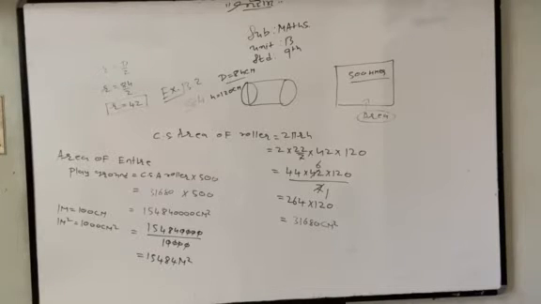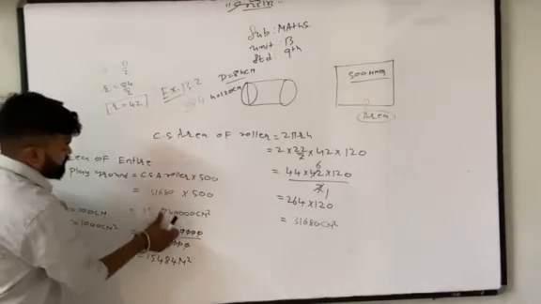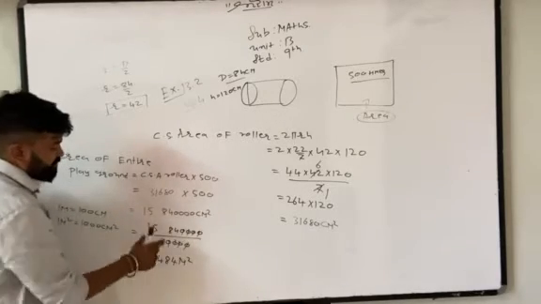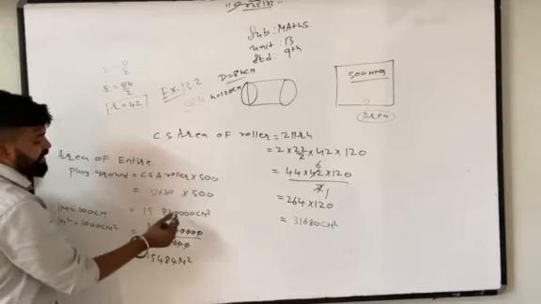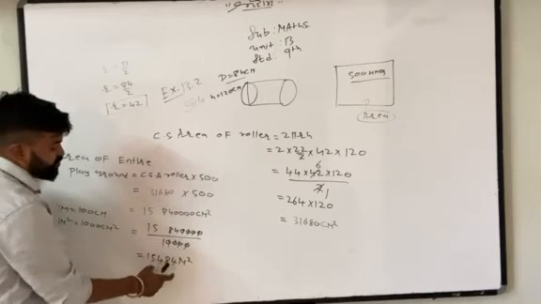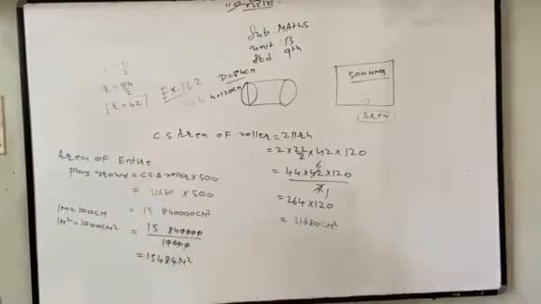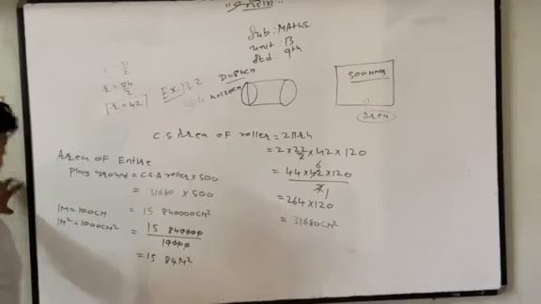Okay, I had put 4 more here. The multiplication of 31680 by 500 is 15840000. So we can say that the area of the entire playground is 1584 meter square.